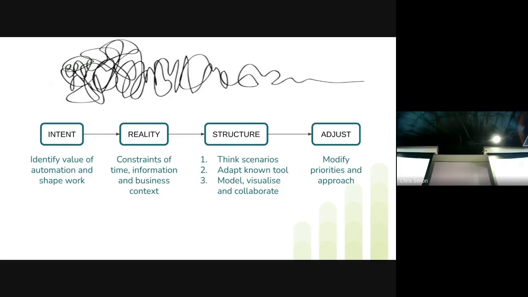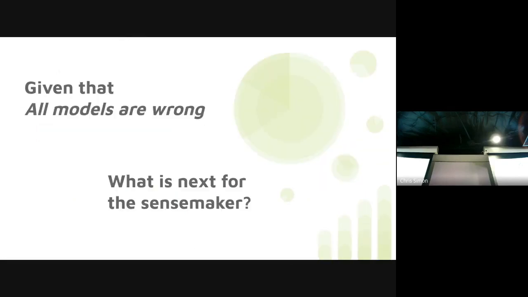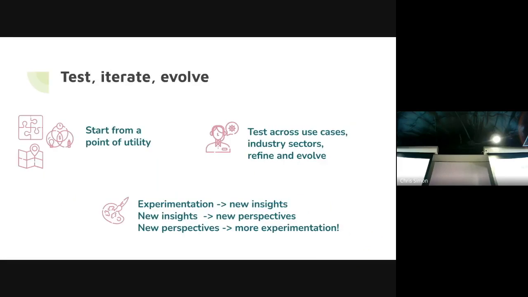So the structure was to think about scenarios, to adapt a tool that's useful, that's relevant, that can help us get to the outcome, and then to model, visualize, and collaborate. And at the end of it, modify our priorities and the approach. I don't think there's anyone in this room who will disagree that all models are wrong. Like, we know it, all models are wrong. So then what's next? Does that mean that we do not model? No, on the contrary, we start from the point of utility to find out which models are useful.